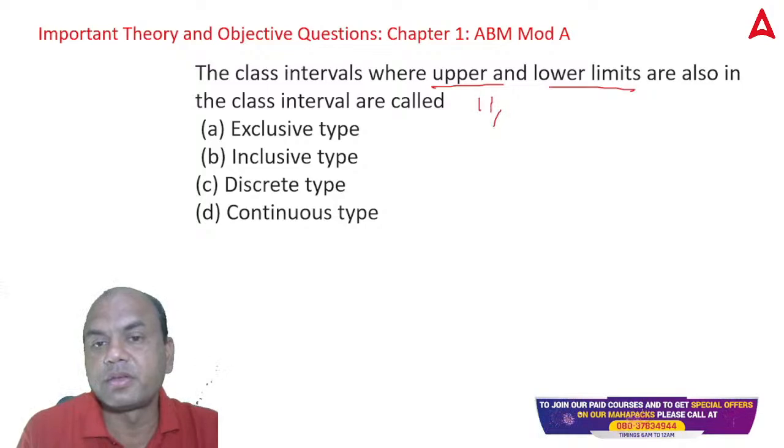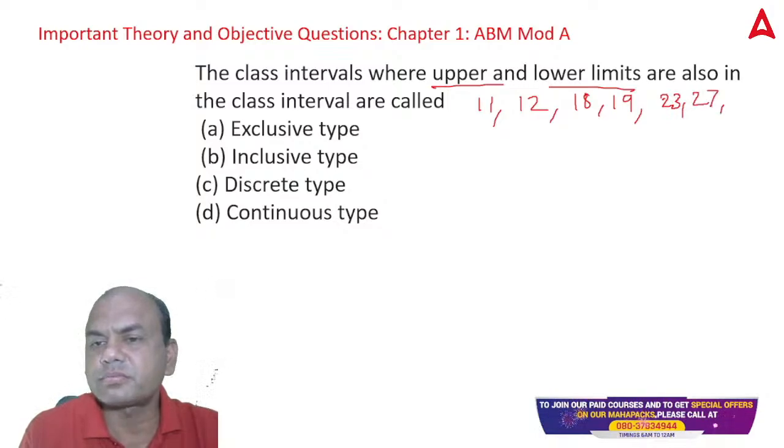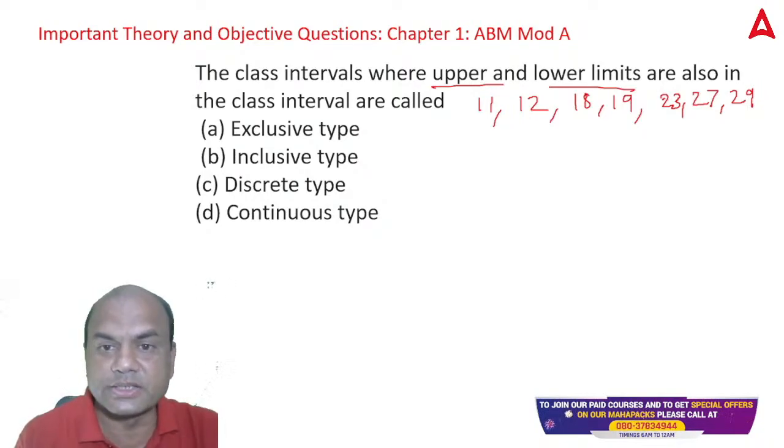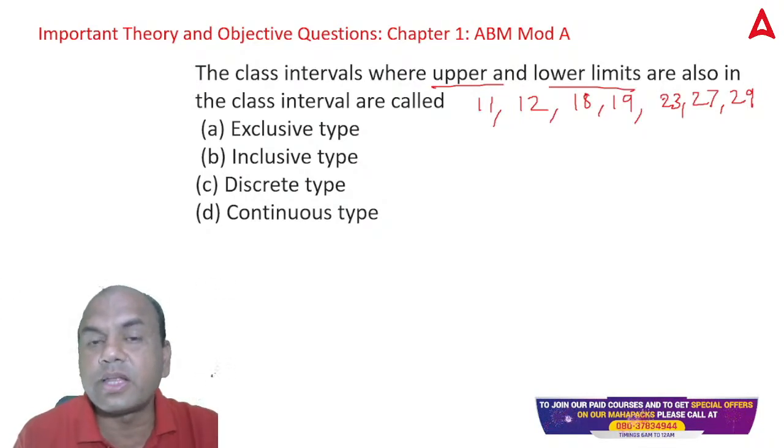11, 12, 18, 19, then what? Let's say 23, 27. Let's say these numbers, 29. Okay. Now I have to arrange them in classes. I have to arrange these numbers in classes. So how will I arrange them?